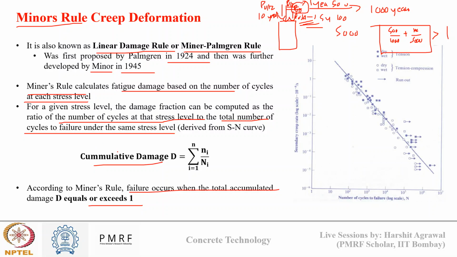We will see this again through an example, and it will be much clearer to you. Just remember there are multiple cycles acting, and the total creep damage is defined by the summation of n by N. Here n is the amount of time a load is applied, and capital N is the total number of cycles in that load for causing creep failure.